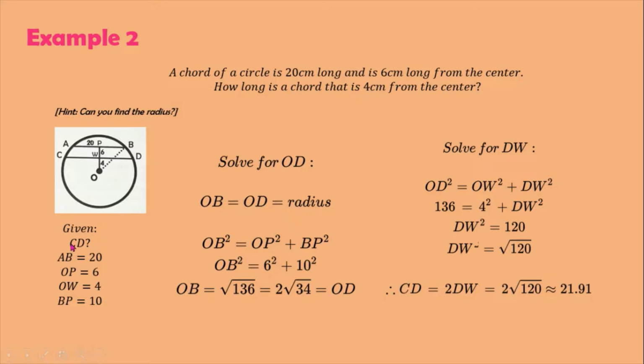So our goal is to find CD. In finding CD, it is equal to 2 times DW. We just need to multiply this square root of 120 by 2. Then we will arrive at approximately 21.91. Therefore, the chord that is 4 cm from the center is 21.91 centimeter long. This chord CD that is 4 cm from the center is 21.91 centimeter long.